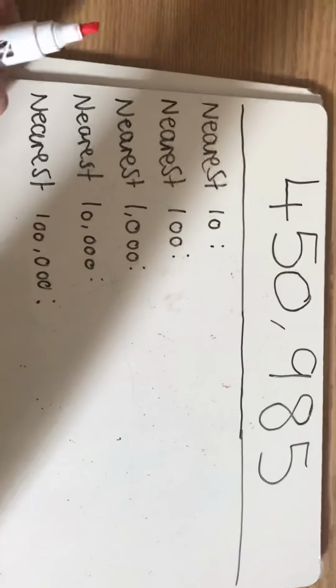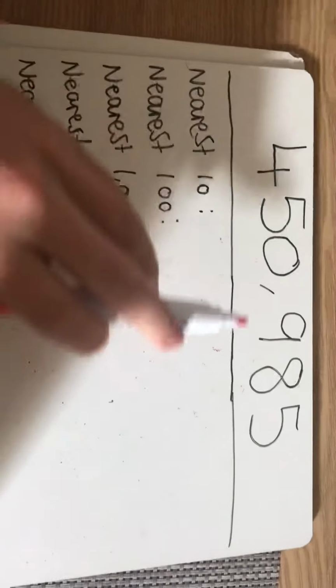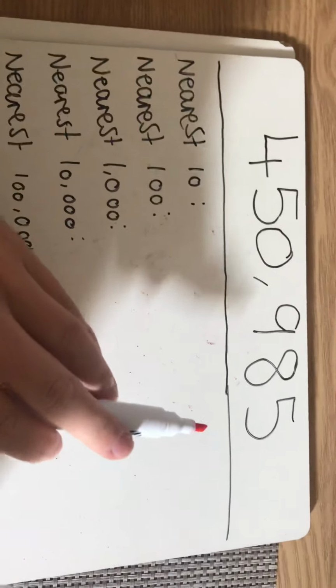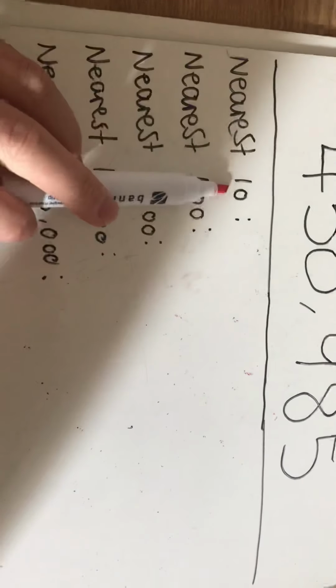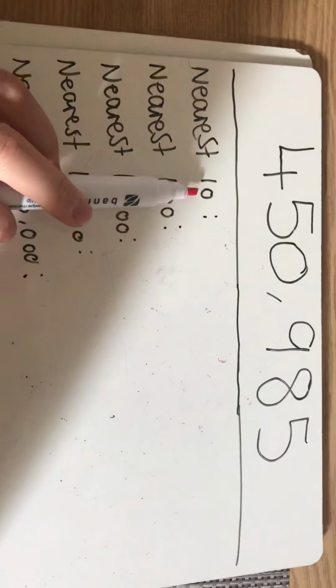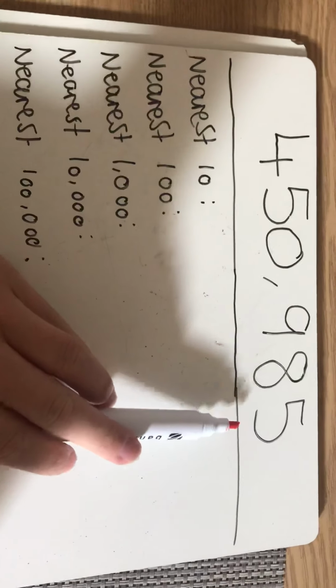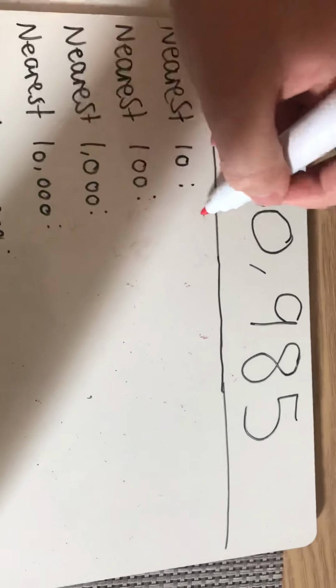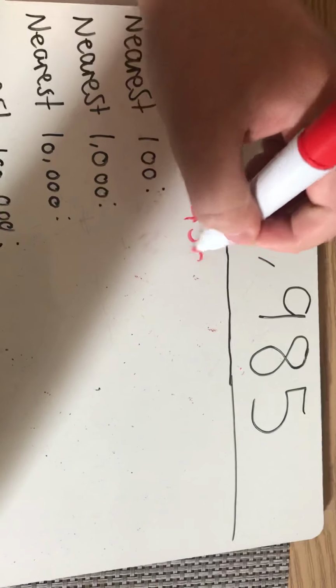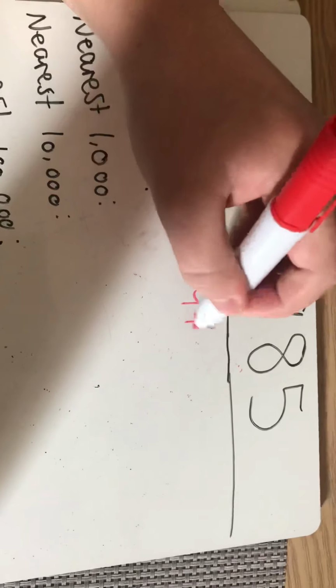Our original number is 450,985. So if I'm going to round to the nearest 10, which column am I going to focus my attention on? Good, the ones, and there's 5. 5 rounds up, so it's 450,990.